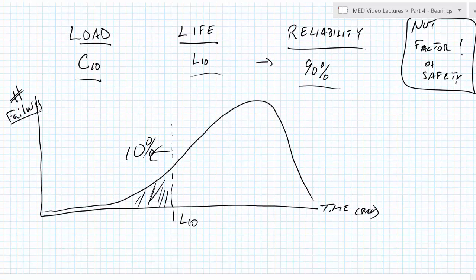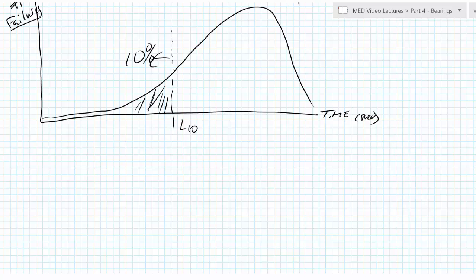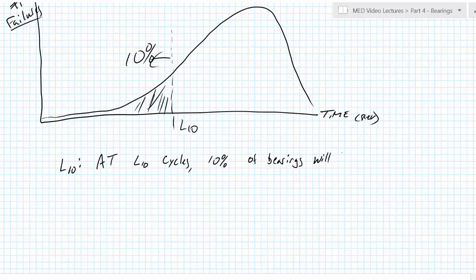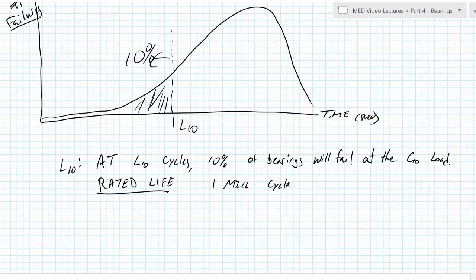All right, so let's get into these definitions a little bit more specifically. L10, the rated life, is the number of cycles such that 10% of the bearings will fail at that C10 loading, or the rated loading. We'll talk about the rated loading in a moment. Every bearing manufacturer can decide what their base life is, but for most of the examples in the book, we will set this at 1,000,000 cycles. Specifically, we mean 1,000,000 cycles of the inner ring.